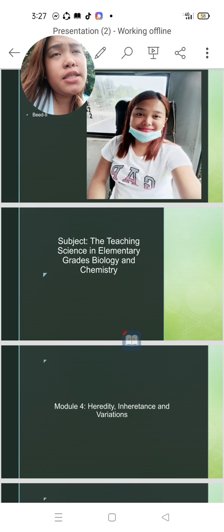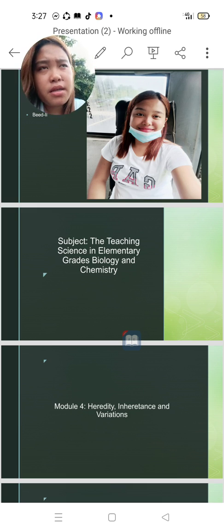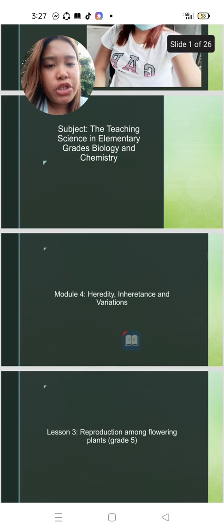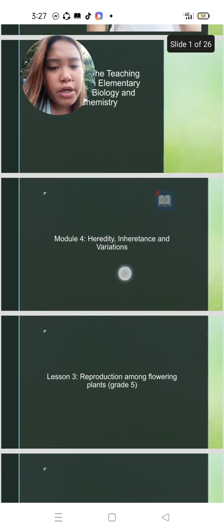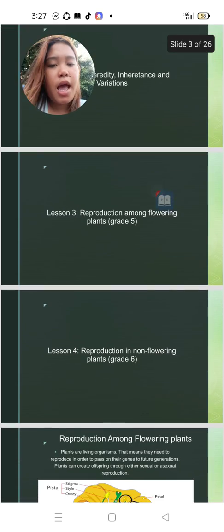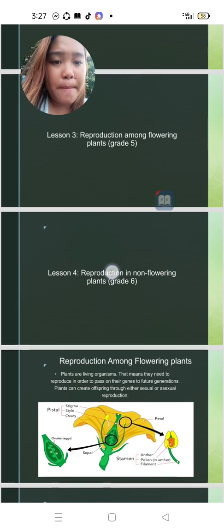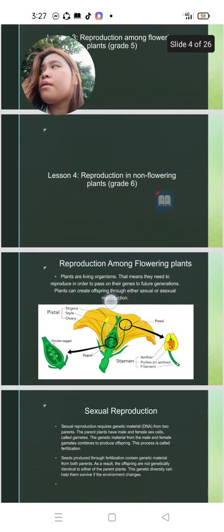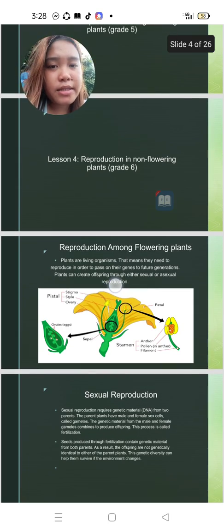So for today, I am going to show you my topic, which is teaching science in elementary grades: biology and chemistry. Module 4 is all about heredity, inheritance and variations. Lesson 3 is all about reproduction among flowering plants in grade 5. Lesson 4 is reproduction in non-flowering plants in grade 6.